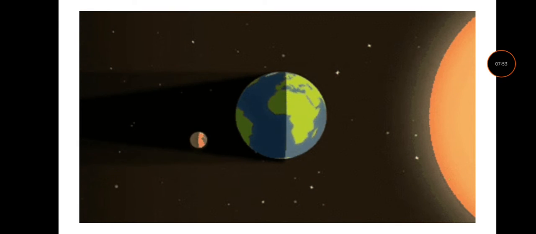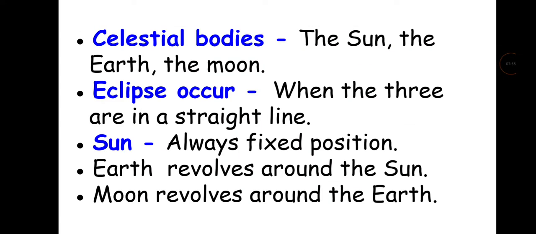So in this GIF, the celestial bodies that were involved are the sun, the earth and the moon. And what happens when they are in a straight line? Eclipse occurs when all these are in a straight line. Okay, and sun always has a fixed position, earth revolves around the sun and moon revolves around the earth. When they come in a straight line, eclipse occurs.